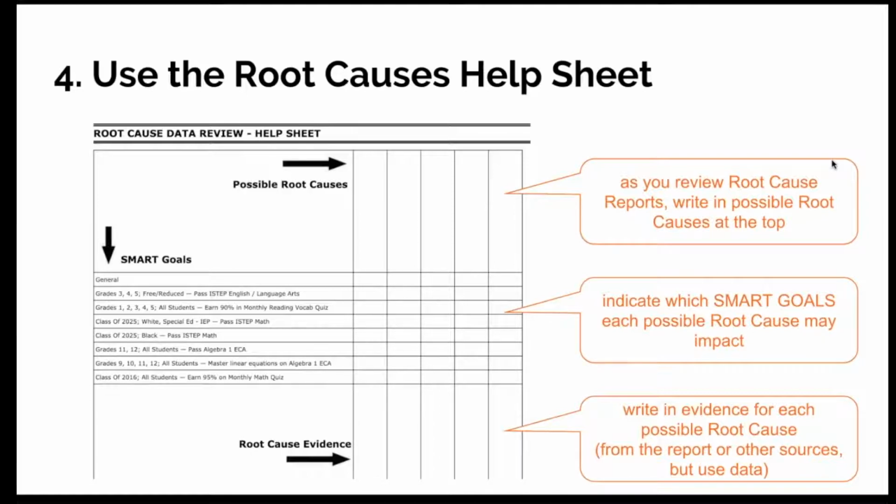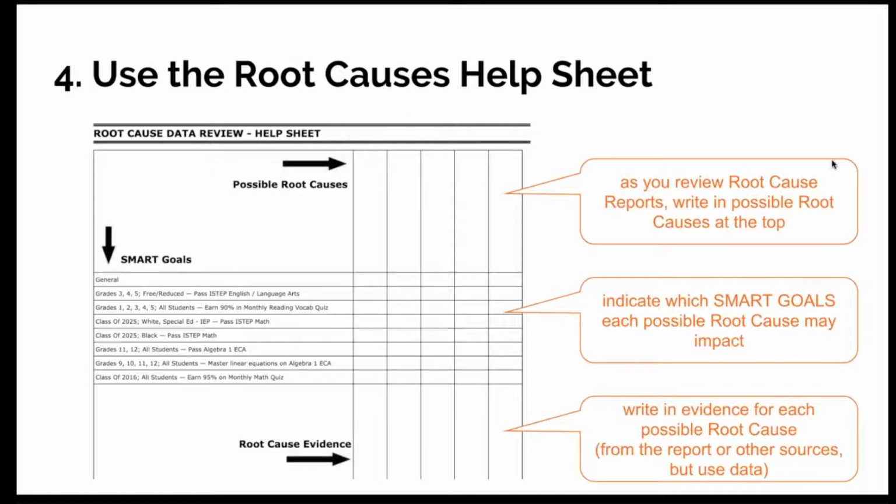The next tool we have for you is the root causes help sheet. I love this because this is the kind of thing that helps me stay organized when I'm doing this sort of research. So you'll notice that down the left, we've listed all the SMART goals. Across the top, you can write in possible root causes that you found in the root cause reports. And then it's possible, especially if you're looking at some general root causes, that those things could impact more than one SMART goal. So if we're looking at attendance, we might check every one of those SMART goals underneath that attendance root cause. And then at the bottom, and this is a really important area so that nobody has to go back and look later.